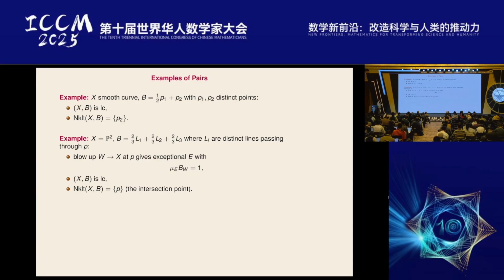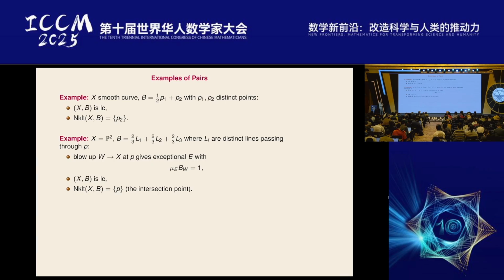And then you get one exceptional divisor, E. You can calculate the coefficient of E in this B_W, and you can see that that is precisely 1. And therefore, our pair has LC singularities, and its deepest part of singularities is precisely this intersection point P. If you take different coefficients, then you can do the same thing and do all the calculations. You can do it because the resolution process is extremely simple.